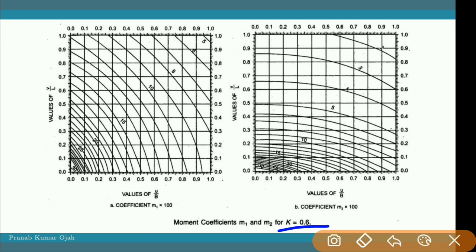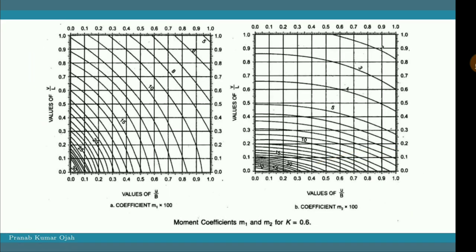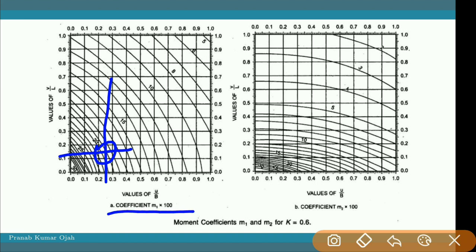So we have U by B and V by L values. Suppose U by B is 0.264, it will be somewhere here in this line, and V by L is 0.102, it will be somewhere here. This value is the coefficient M1 into 100. See, this is M1 into 100. Similarly, we have to find out the coefficient M2 into 100 from this graph.